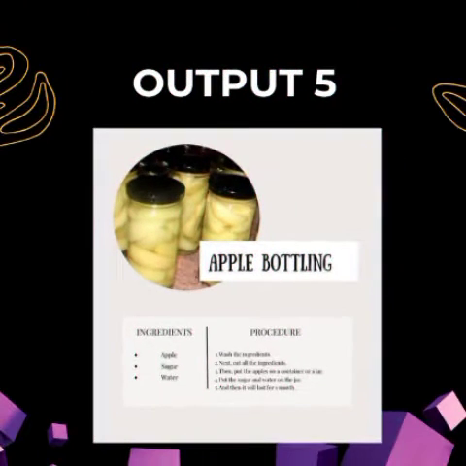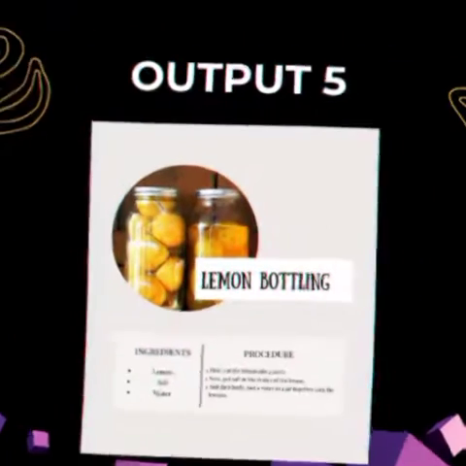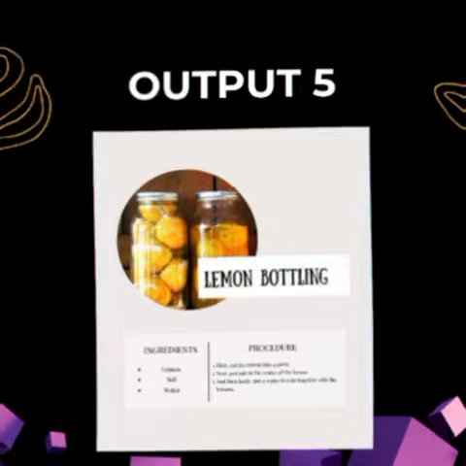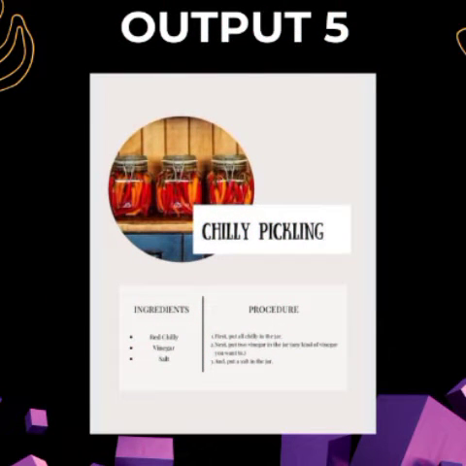Output 5 is a group activity, making DIY preserved food. In our group, the foods that we preserved are chili pickling, lemon bottling, and apple bottling. And why do we need to preserve? Food preservation is a way to retain food quality for a longer time. Besides that, food preservation is not only to prevent food from spoiling over a long period of time, but also to preserve the color, taste, and nutritive value.